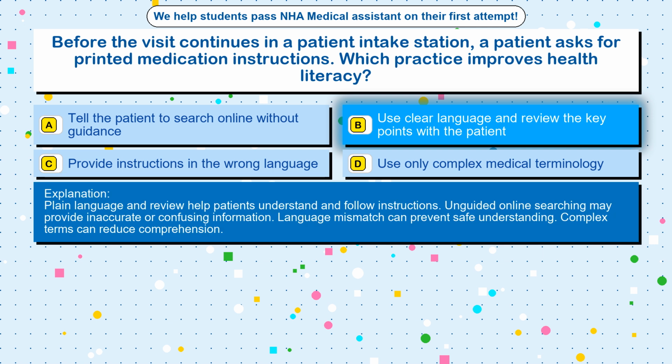Plain language and review help patients understand and follow instructions. Unguided online searching may provide inaccurate or confusing information. Language mismatch can prevent safe understanding. Complex terms can reduce comprehension.